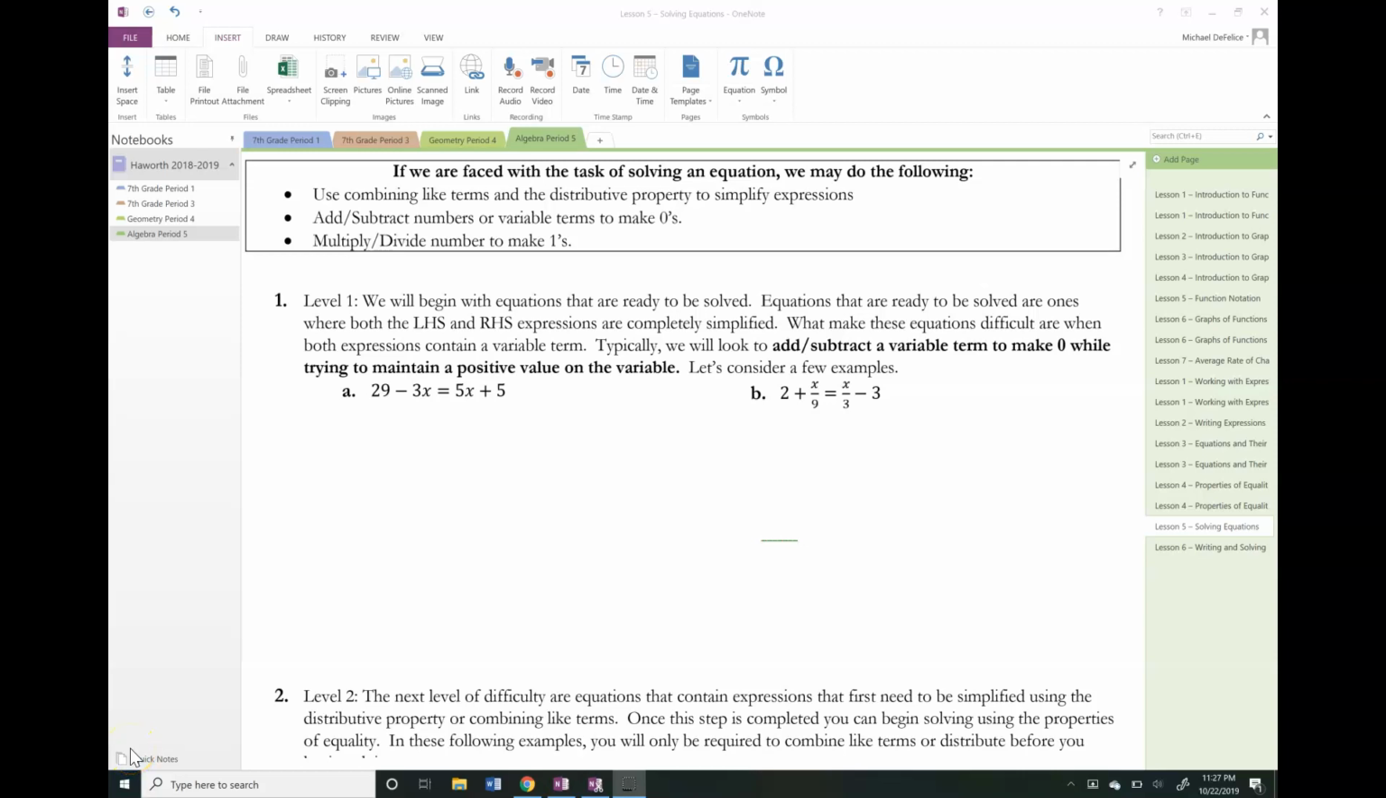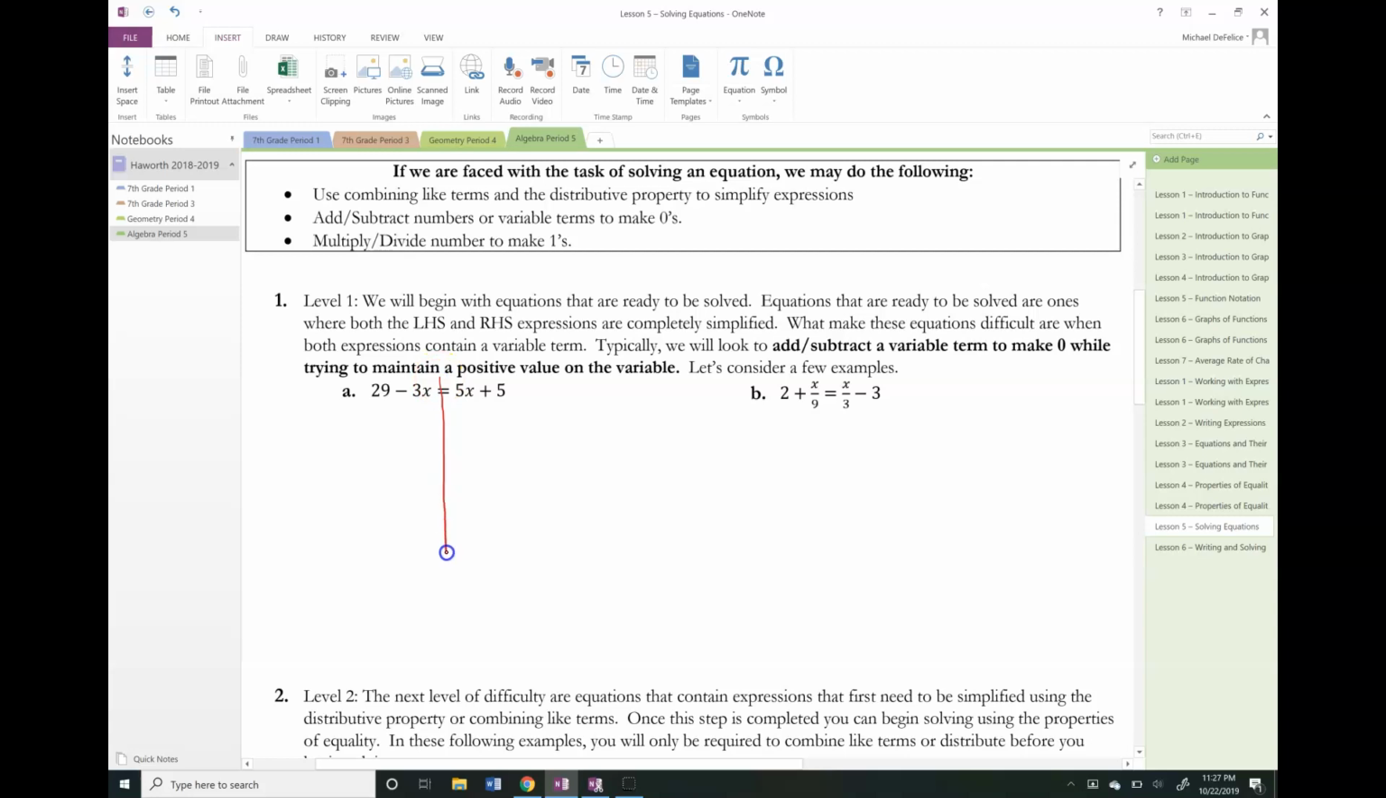Okay, we are now ready to apply the properties of equality to start solving some equations on our own. In this lesson, I broke the equations into certain levels. Level 1 are equations that are ready to be solved right away because each expression is already completely simplified.